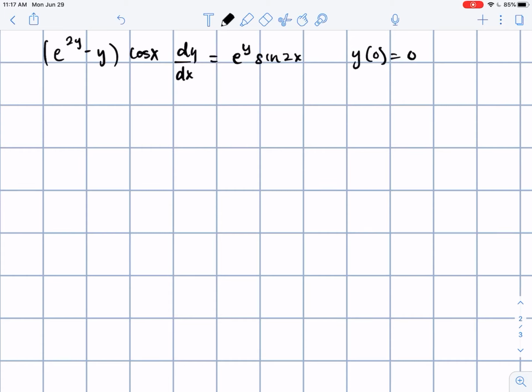All right, so let's bring all the y's together. So I'm going to divide everything by cosine x and an e to the y. And then I'm going to bring the dx over. So watch, I could do this all in one step, but remember, you're just rearranging it so that the y's stay together and the x's stay together. And just watch your notation.